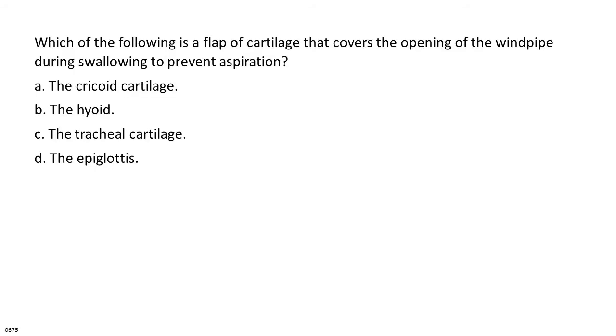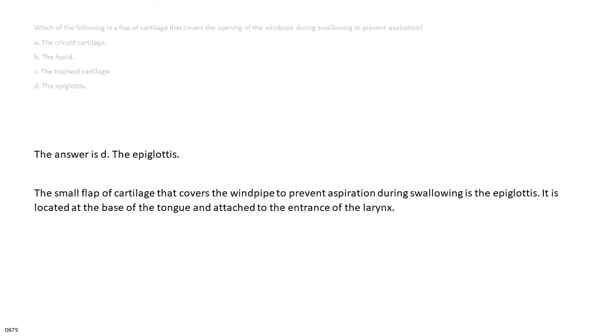Which of the following is a flap of cartilage that covers the opening of the windpipe during swallowing to prevent aspiration? A. The cricoid cartilage. B. The hyoid. C. The tracheal cartilage. D. The epiglottis. The answer is D. The epiglottis.